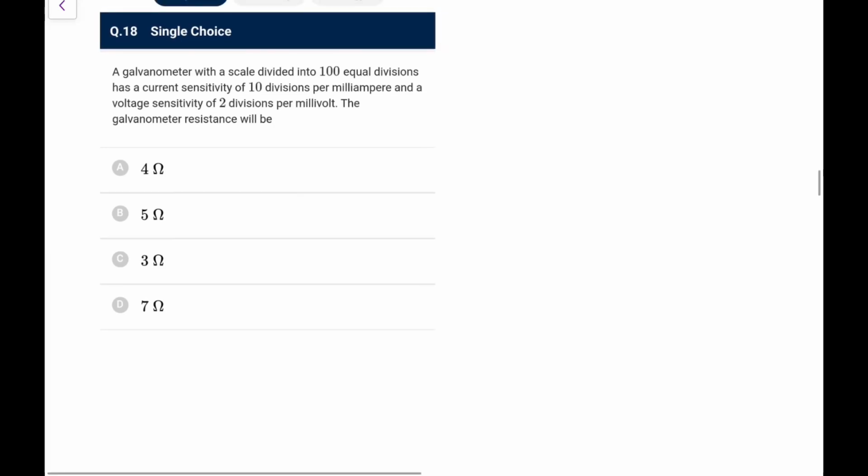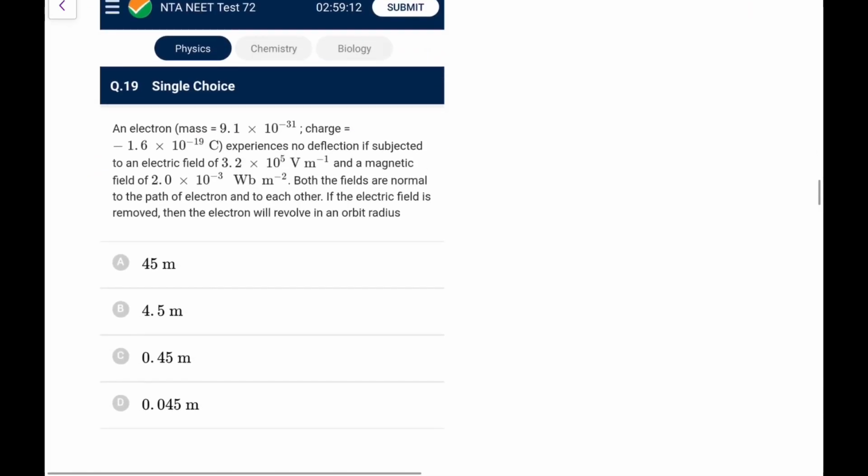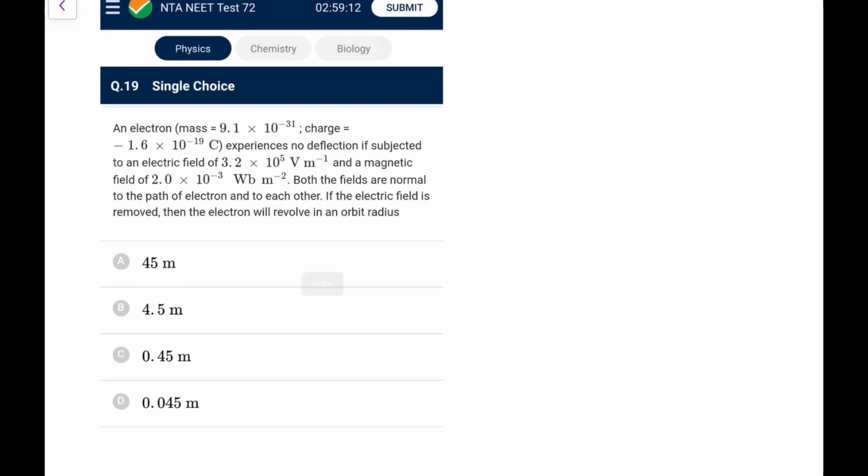A galvanometer with a scale divided into 100 equal divisions has a current sensitivity of 10 divisions per milliampere. That means for 100 divisions the total current it can allow is 10 milliampere, that is Ig. And voltage sensitivity is 2 divisions per millivolt, so 100 by 2, that is 50 millivolt. So from this data I can make out G, the galvanometer resistance, would be Vg by Ig, and that is 5 ohm. This is all that is asked, so the resistance is 5 ohms. I thought it would be some conversion one, but only the resistance of the galvanometer needs to be calculated.